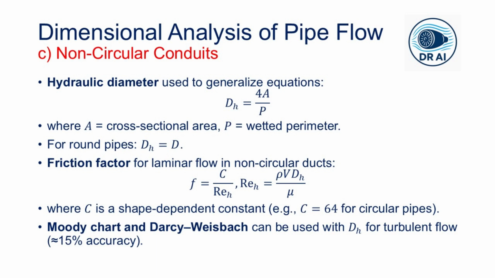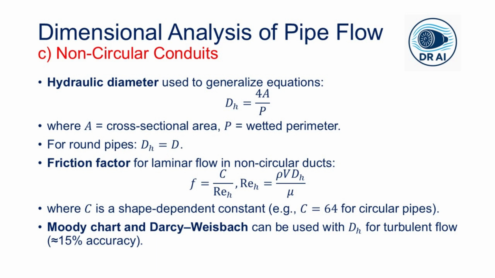Now, for non-circular conduits and hydraulic diameter, what if your pipe is not round? What if it's a rectangular duct for heating and cooling or an annular space? This particular section gives you a powerful tool to handle it, the hydraulic diameter DH. The idea is to define a characteristic length that represents the size of any cross section, defined as DH equals 4 times area divided by the wetted perimeter, where P is the wetted perimeter, the length of the solid boundary in contact with the fluid.